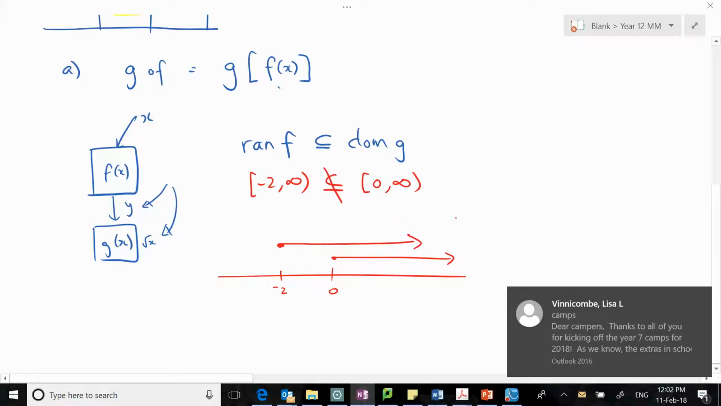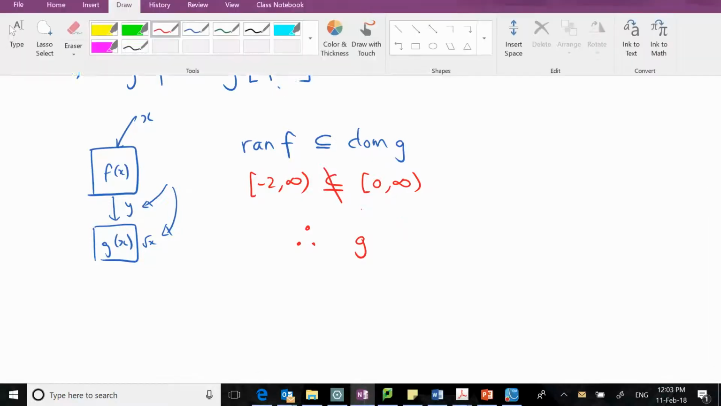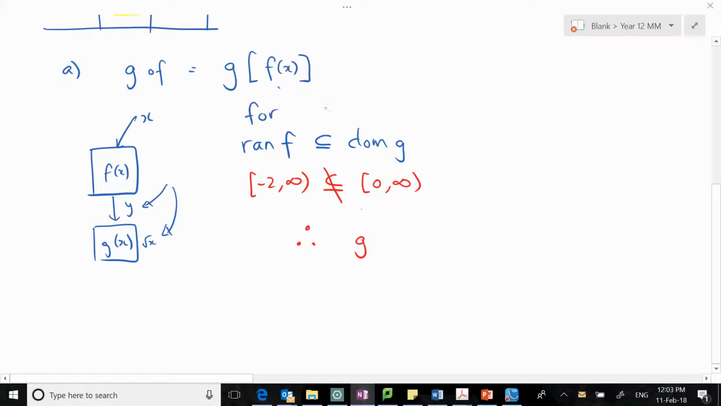But what does fit is 0 to infinity fits into -2 to infinity. So if it was the other way around, of course it would have worked, but in our case it doesn't, right? So that's where you then say, therefore, well, normally in a SAC, this is what you should actually say. For g of f to exist, the range of f must be a subset of the domain of g, and so therefore g of f does not exist.